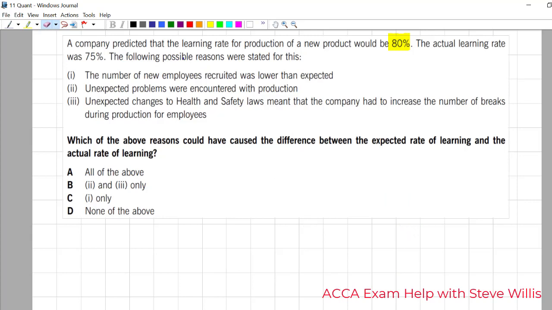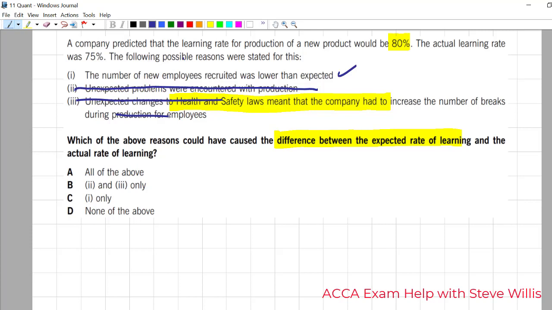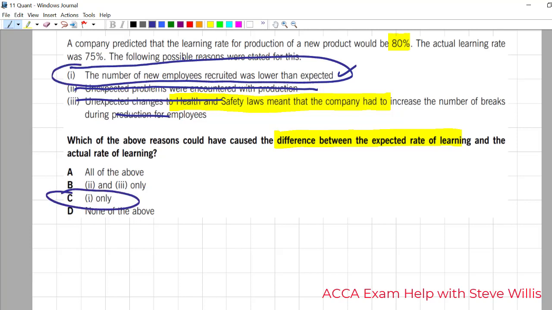So, which of the reasons could have caused the difference? Guys, which of the reasons could have made the workers go faster? Well, the number of new employees recruited was lower. Well, then we have more experienced workers. That would help us go faster. Unexpected problems were encountered in production. No way. That would make us go slower. Unexpected changes to the laws meant the company had to give them more breaks. No, that would make us go slower. So the only thing that would make the workers go faster would be more experienced workers. So guys, the answer is C.